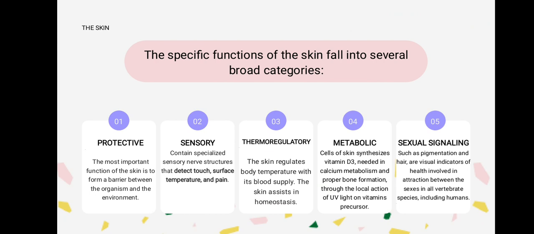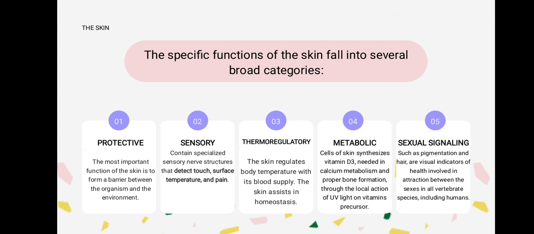The next one is the sensory function. Our skin contains specialized sensory nerve structures for the detection of touch, surface temperature, and pain. There are many types of sensory receptors that allow the skin to constantly monitor the environment, and various skin mechanoreceptors that help to regulate the body's interaction with physical objects.